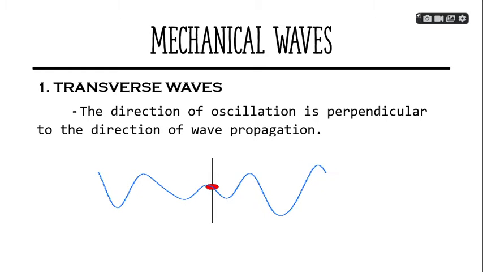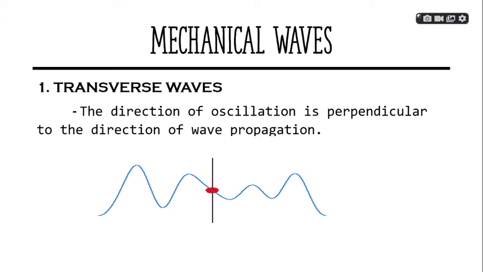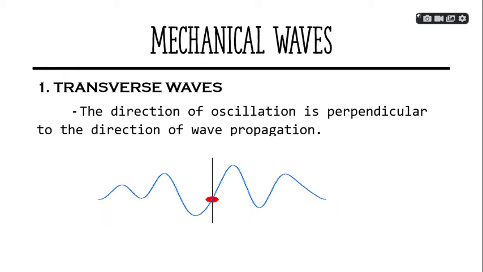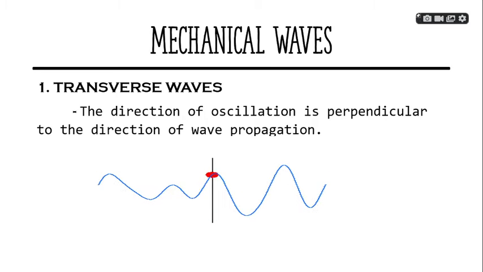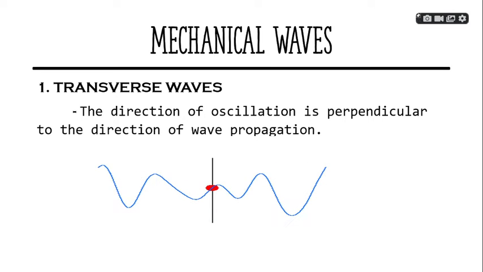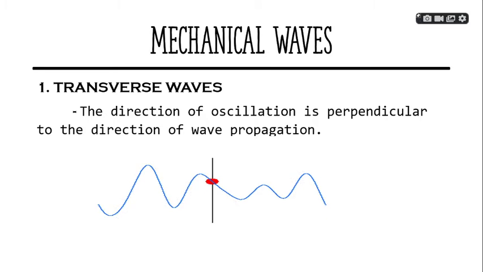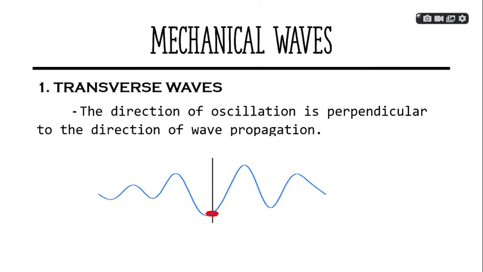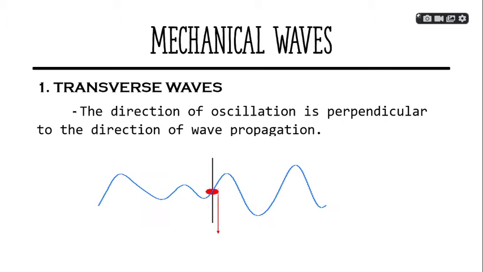That red dot represents the particles of the medium, and yes, the motion is to and fro, going up and down. Particles do not move along the wave, but the oscillation, as I've said, is upward and downward as the wave passes. So look at my presentation.